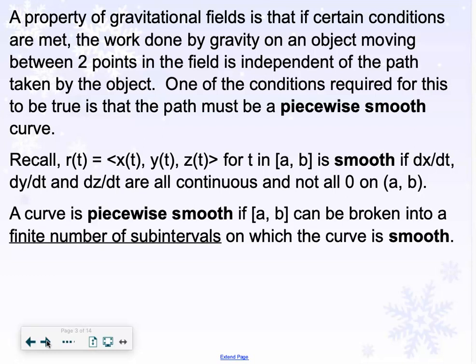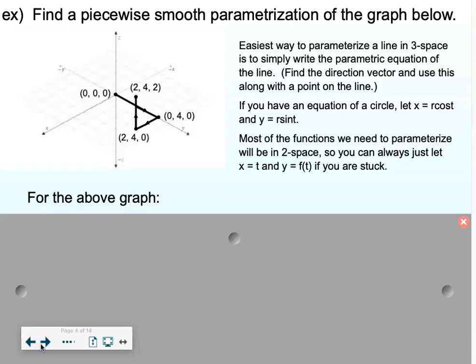We just have to break it up into piecewise components, right? So that we have this part that's smooth, plus this part that's smooth, plus this part that's smooth, and we just add them together. So a curve is piecewise smooth on an interval if it can be broken into a finite number of subintervals on which the curve is smooth. All right, so we're going to talk about piecewise smooth for a minute.